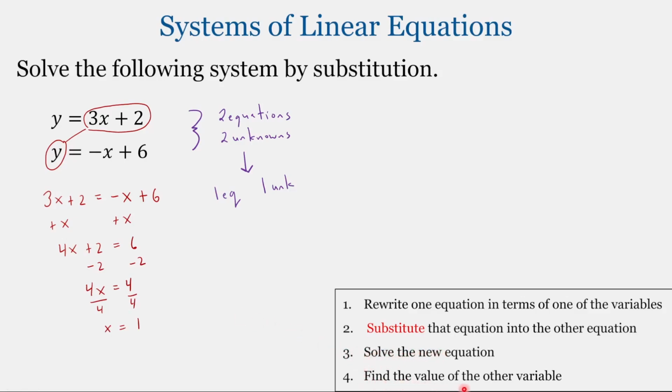So the last step is to find the value of the other variable. So I'm going to take this x value of 1, and I'm going to plug this back into one of the equations. And I'll go ahead and plug it into this first equation. That's going to give us y equal to 3 times 1 plus 2. So y equal to 3 plus 2, y equal to 5. So we have the ordered pair 1, 5 as our solution.